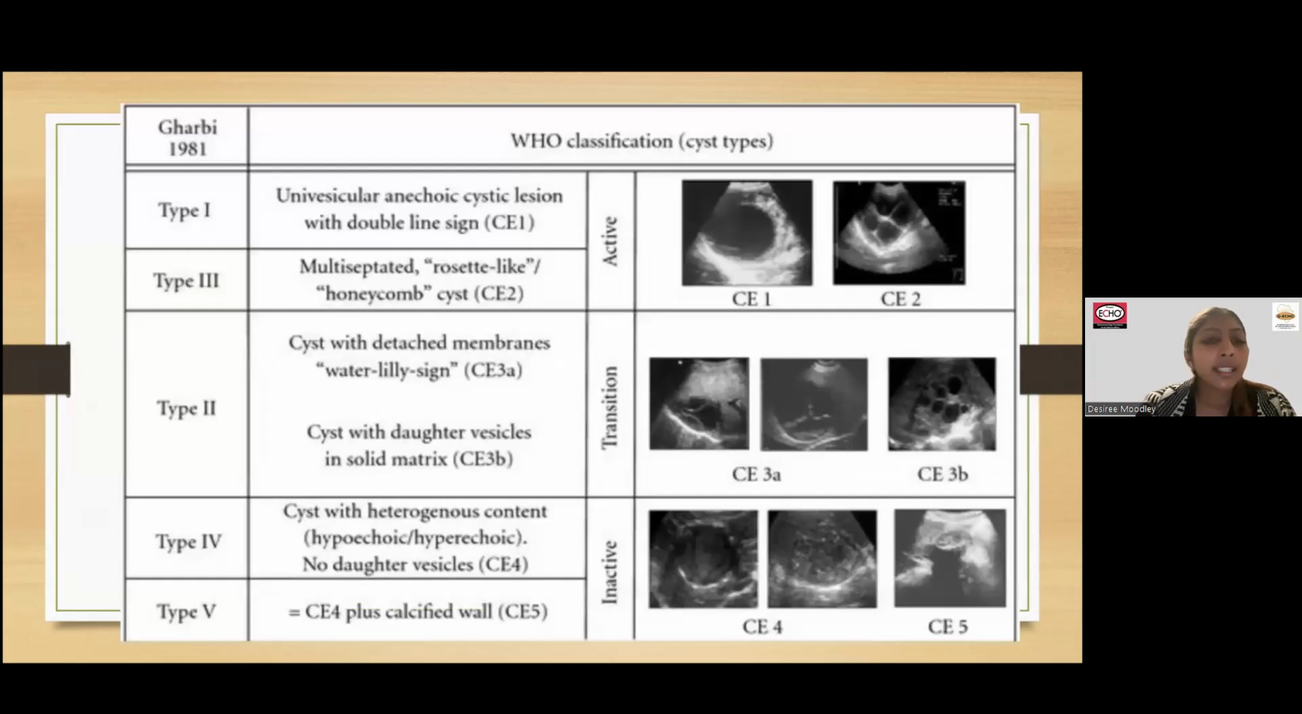So this is the Gharbi classification for cysts, and it essentially just looks at if there's a double line sign, septations, if it's got daughter vesicles, if the wall is calcified or not.